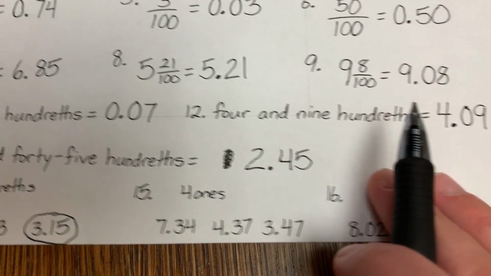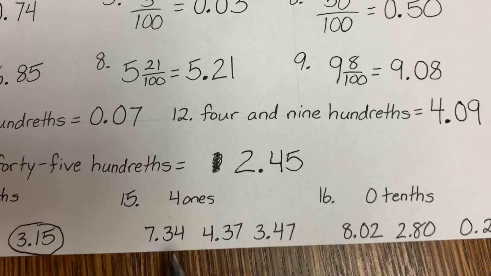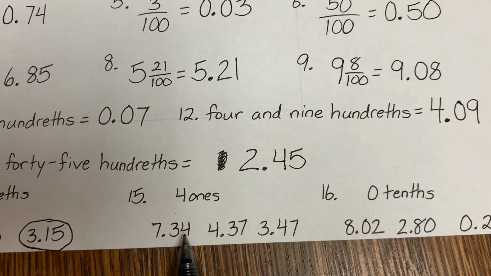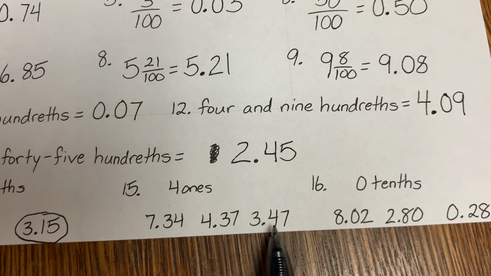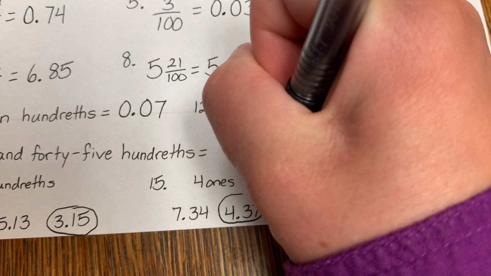Number 15, which number shows 4 ones? 4 in this one is in the hundredths place. This shows 4 ones, and this shows 4 tenths. So the answer is 4.37.